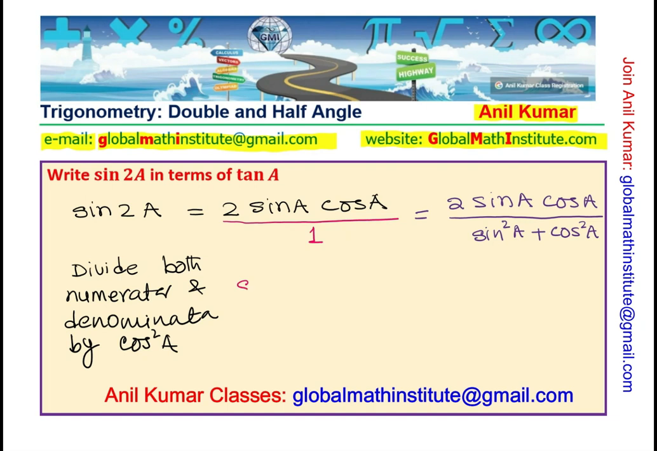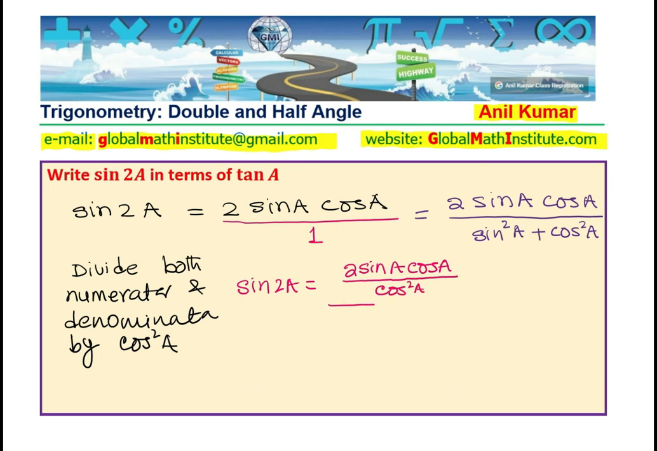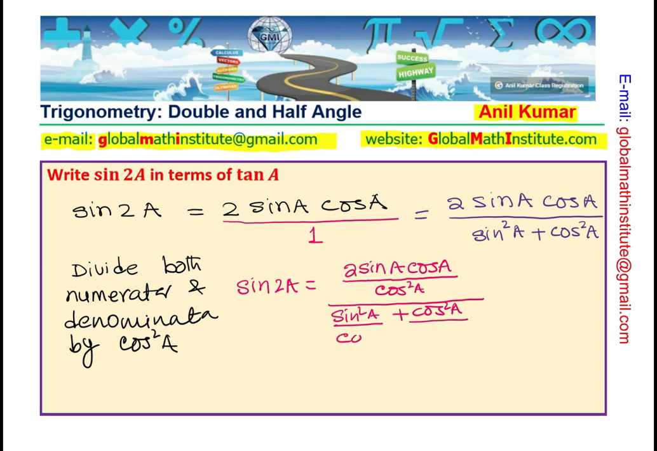In that case, we get sine 2a equals to 2 sine a cos a over cos square a. And here we have sine square a plus cos square a, both divided by cos square a. Simple as that. Now these are all the strategies, not easy to get, especially in a test paper.